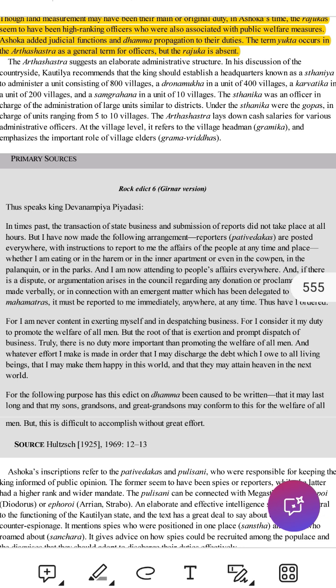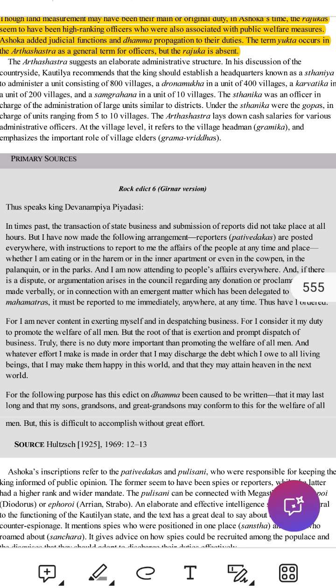Gramika. Each village had its own leader called the Gramika. The Gramika was in charge of everything in the village, like solving problems, collecting taxes, and making sure people followed the rules. You can think of the Gramika like the mayor of a small town.